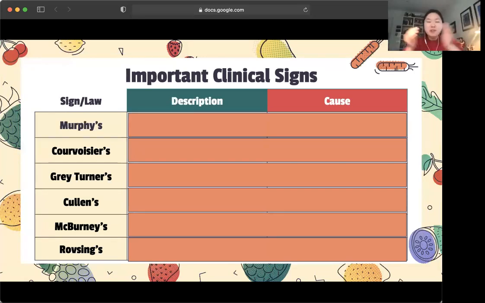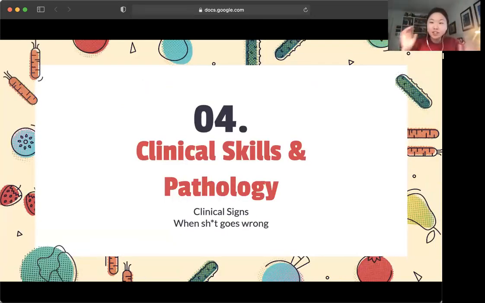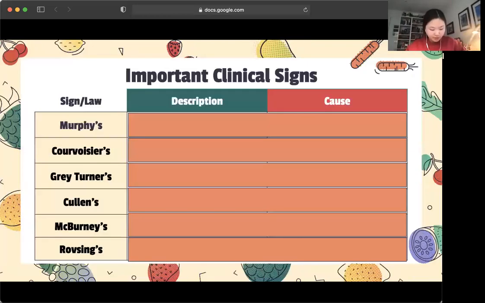Okay, great. We're finally up to clinical signs and pathology. So this is where we're going to go through all of those signs that we didn't actually go through when we were actually talking about them. Great. Does anyone know what Murphy's is? This is a bit of interaction, guys. I do need answers.